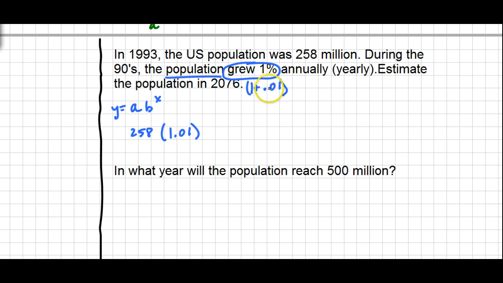If we just multiply by 0.01, the number is actually going to go down. So we have to take that 0.01 plus what it was originally, which was a 1, and add that in. So that's why our B value is higher than 1 here.